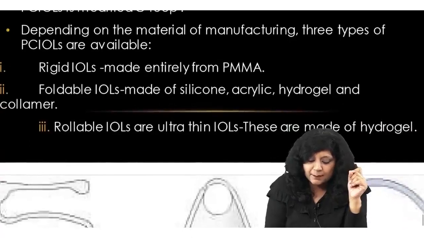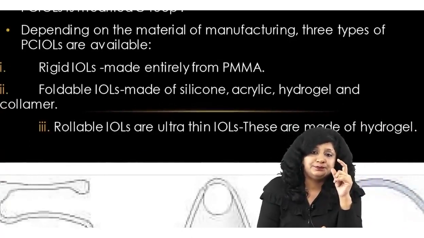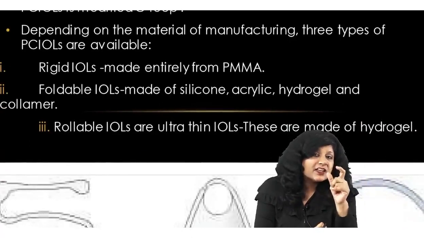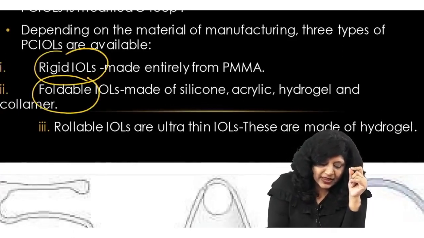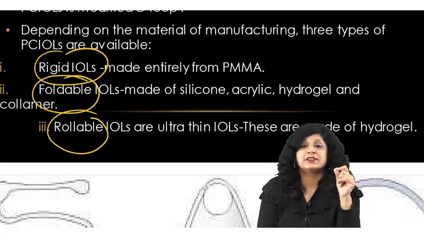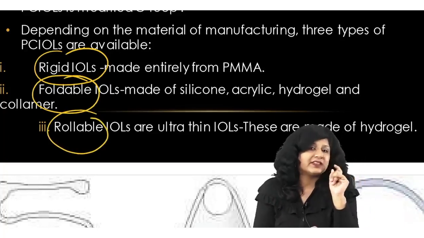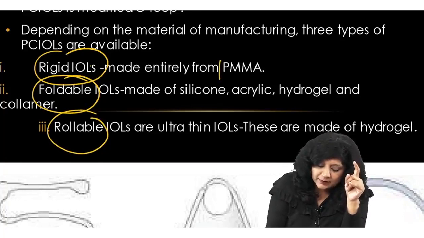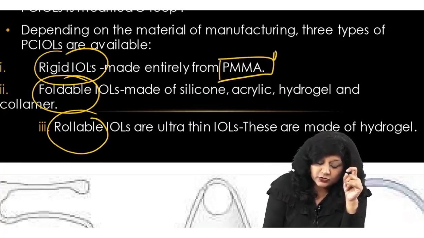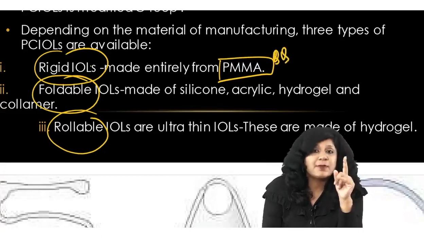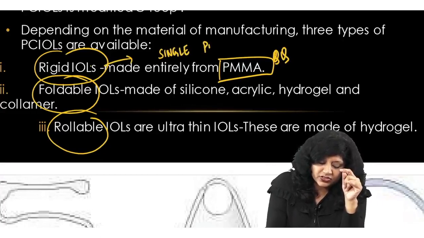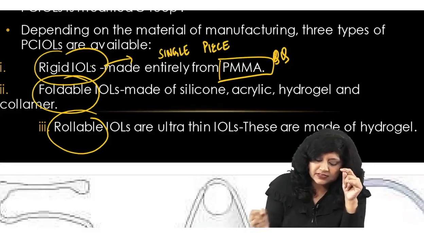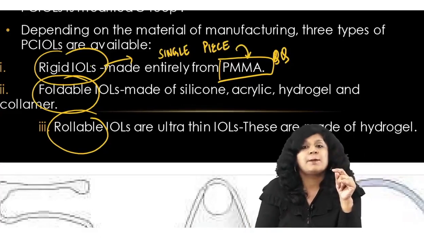Now depending upon the material of which they are made, there can be rigid IOLs, foldable IOLs, and rollable IOLs. This is very commonly asked in questions. The rigid IOLs are made up of PMMA. Rigid IOLs are called rigid single piece IOLs. They are not flexible. So the rigid single piece IOLs are actually made up of PMMA.